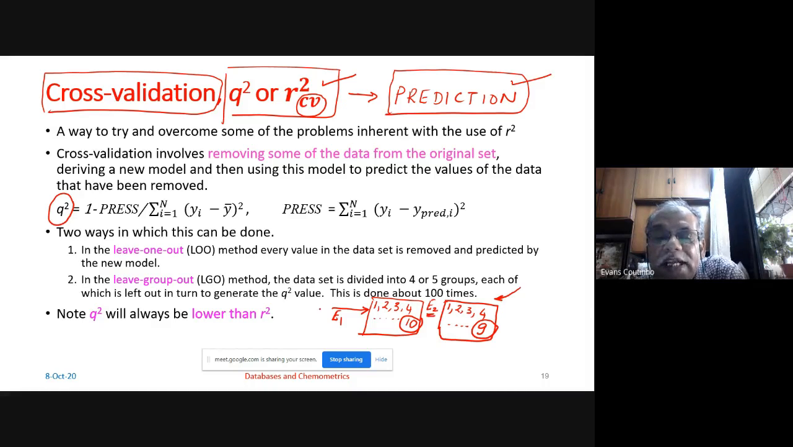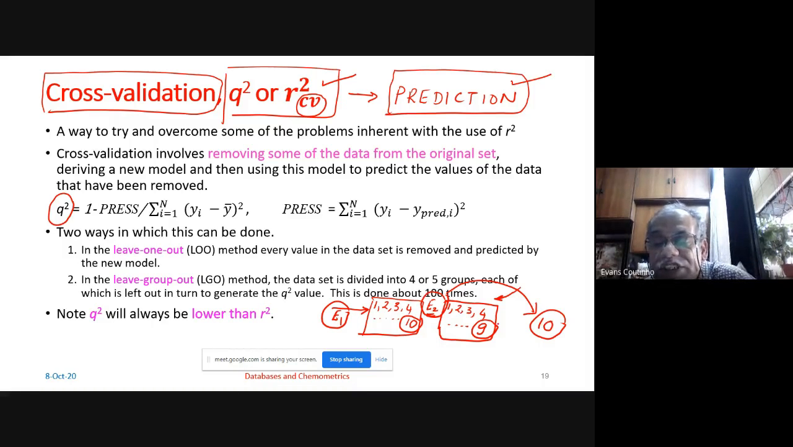E2 may be slightly different from E1 because there are only 9 molecules on which this regression equation has been trained. Now what I'm going to do is take this regression equation, this model which I've developed, and use it to predict the activity of the 10th molecule. And I'm going to see how good it predicts the 10th molecule.